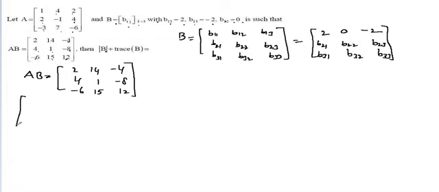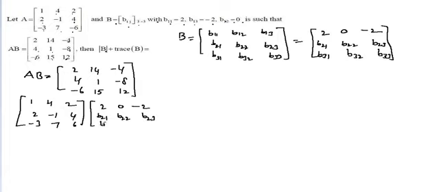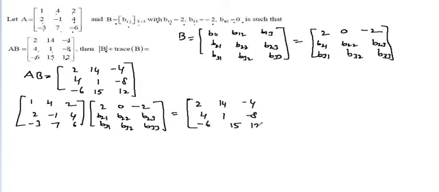Now the value AB is given, that is AB is equal to 2, 14, minus 4, 4, 1, minus 8, minus 6, 15, 12. So the product of A and B is 1, 4, 2, 2, minus 1, 4, minus 3, 7, 6, into the B matrix, that is 2, 0, minus 2, B21, B22, B23, B31, B32, B33, which is equal to 2, 14, minus 4, 4, 1, minus 8, minus 6, 15, 12.